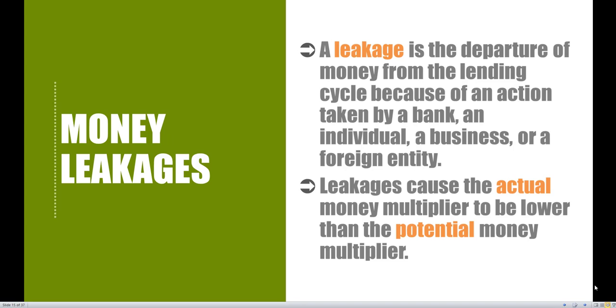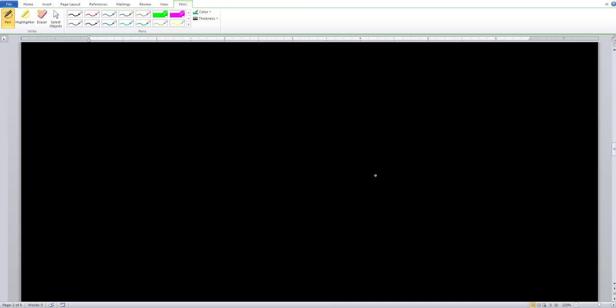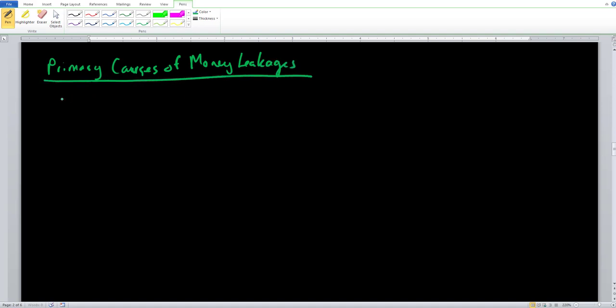There are three entities that we need to take a look at to see why they are the primary sources or causes of these money leakages. So, the primary causes of money leakages. Entity number one is banks.